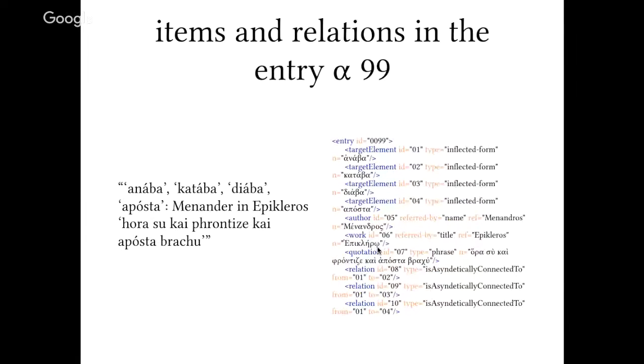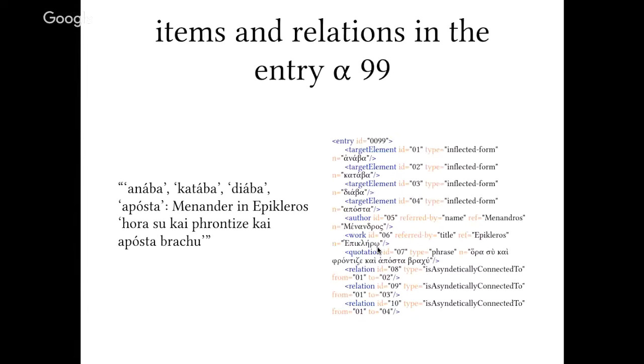The third entry, which was really problematic, is addressed using three different target elements. But this structure now allows us to define exactly which element of these four elements is addressed in Menander's citation, in Menander's verse that is cited in the entry.